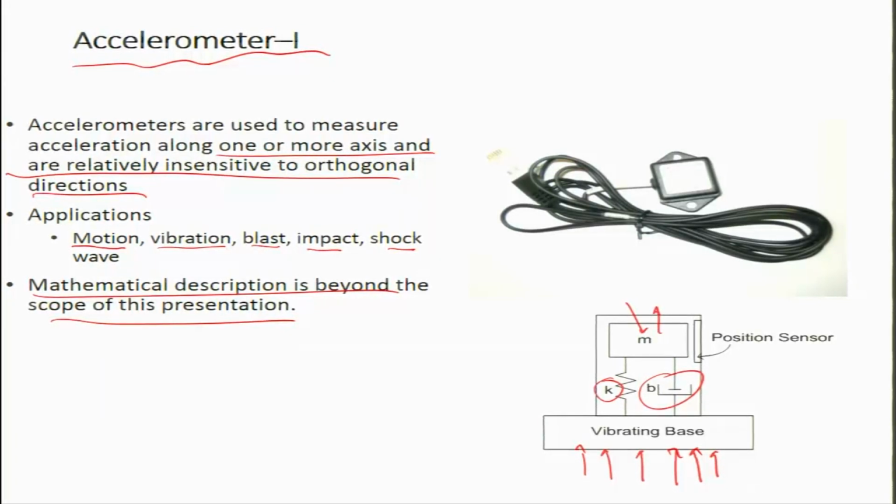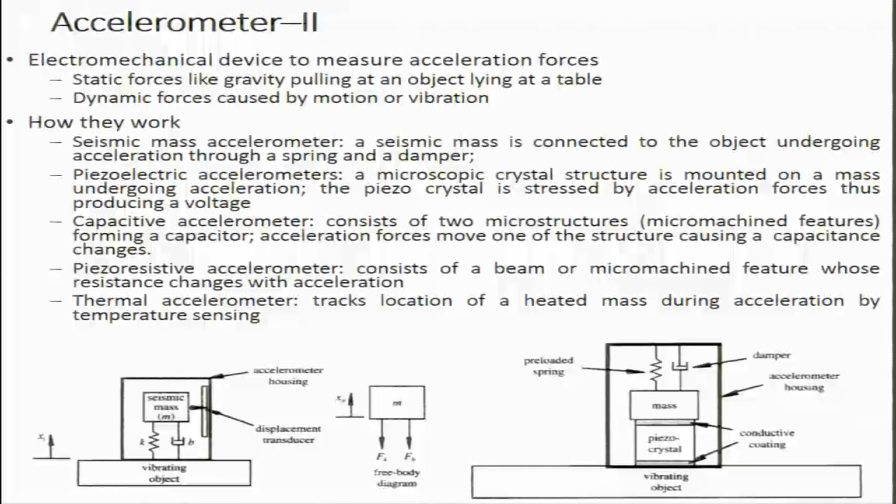Okay, so there is a change of capacitance because of the overlap area between the mass on one side and maybe a position sensor on the other side, which will cause again a capacitive signal. Now the signal is all well calibrated in advance, so you could actually measure vibrations, for example, using such an orientation. There could be other complex forms of accelerometers. Accelerometers could be in electromechanical devices which would measure static forces like gravity pulling at an object lying on a table, or dynamic forces caused by motion or vibration.